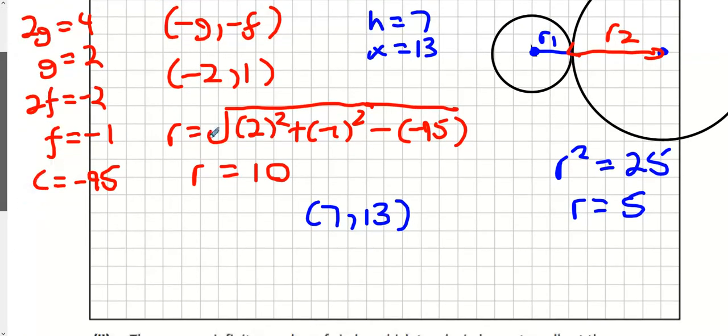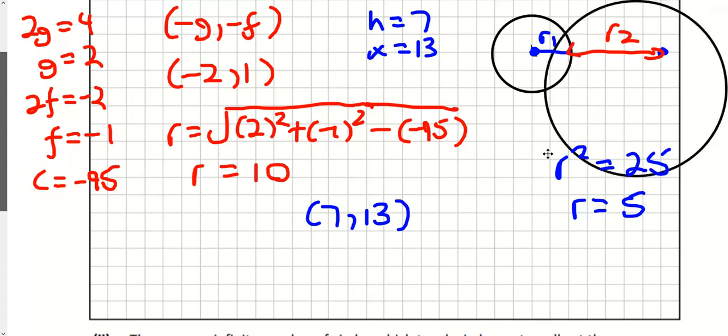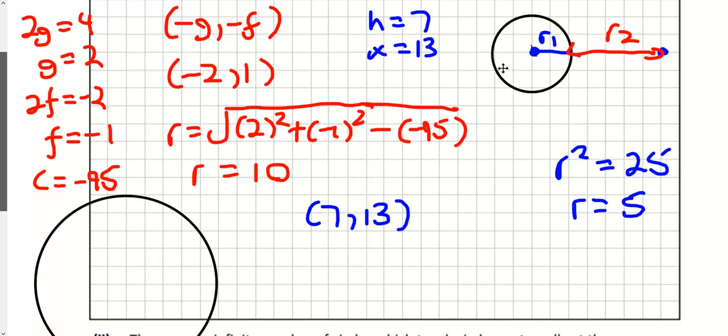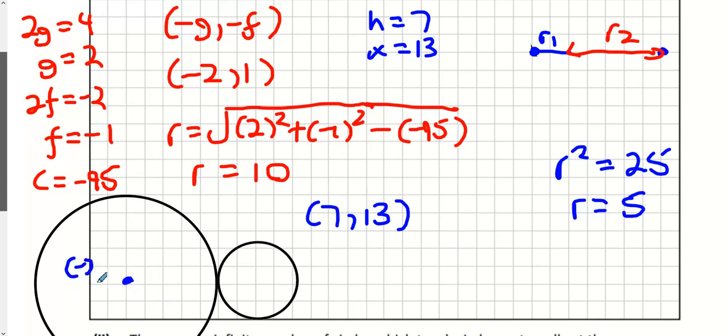So in a way, this diagram is sort of reversed. I'm just going to scroll down here. What we've done here is that the large one's on this side, the small one's on this side. It's not orientated like this, but I'm just giving you a rough idea. This is (minus 2, 1). It has a radius of 10. And this is (7, 13), and this has a radius of 5.